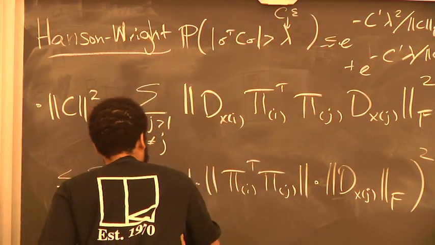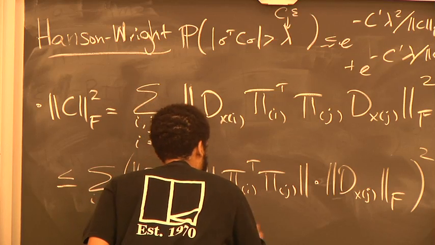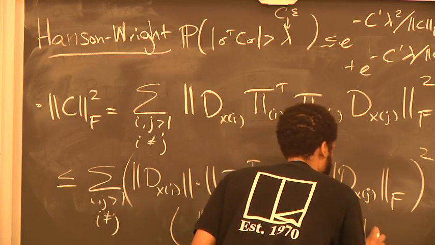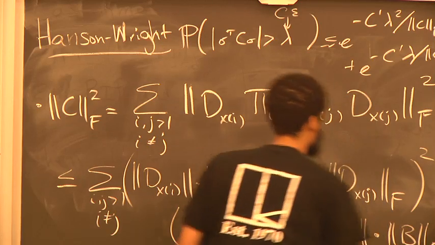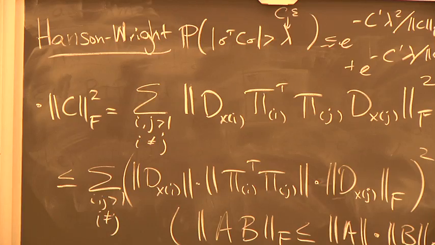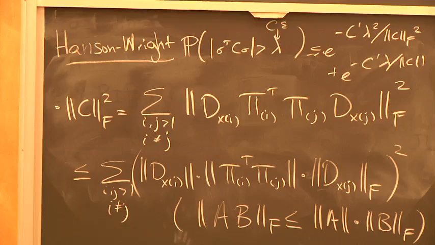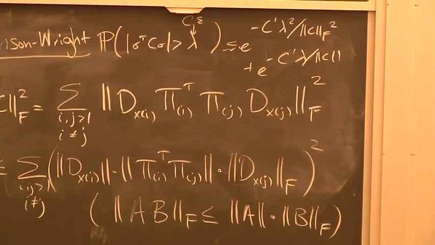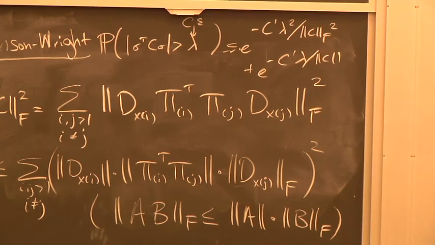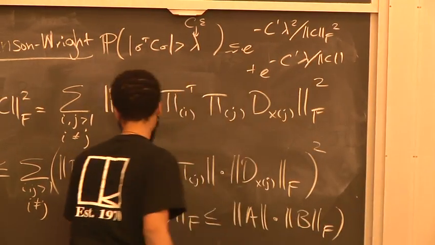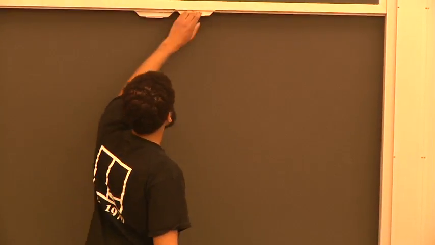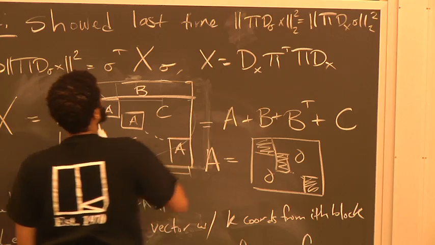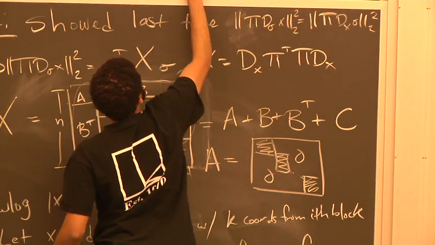And this is just using the fact that, in general, the Frobenius norm of AB is at most the operator norm of A times the Frobenius norm of B. This is just an inequality that's true. I'll leave that as an exercise. I think we're OK to erase that. So this is just a general fact.